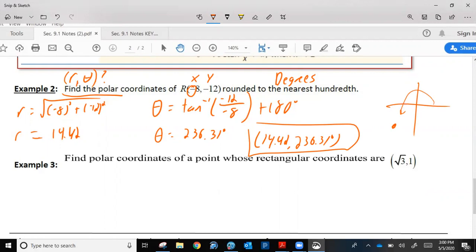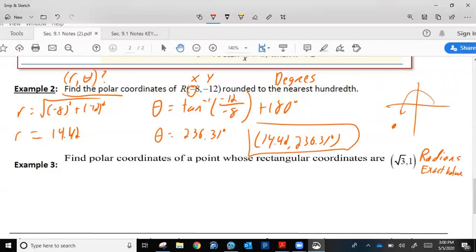If you didn't add 180, you would have had approximately a 56 degree angle, which would not have made sense with this particular point. So moving on, find the polar coordinates of a point whose rectangular coordinates are radical 3, 1. Again, nothing says you have to use radians here. I'm just going to do that to show you that, yeah, we can use radians as well. And I want to do this as an exact value.